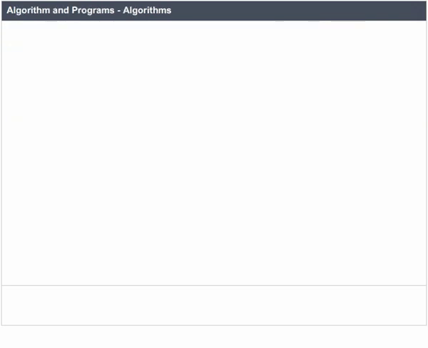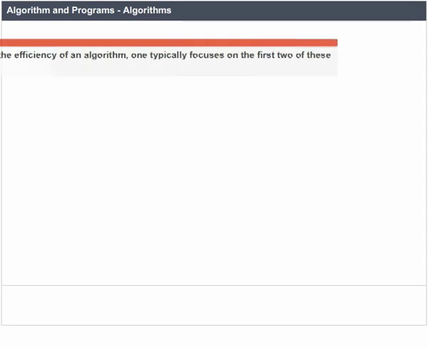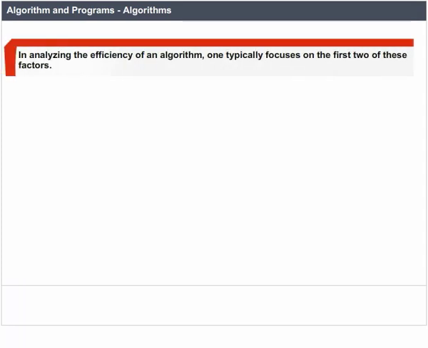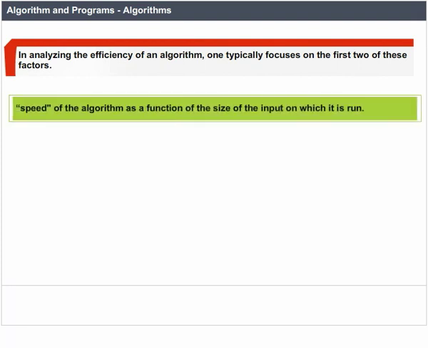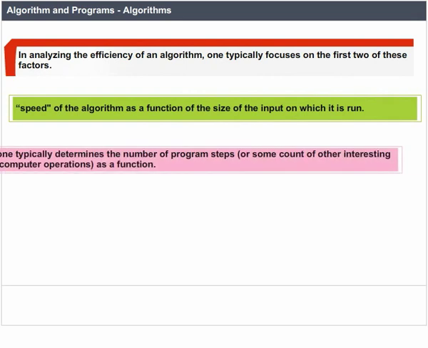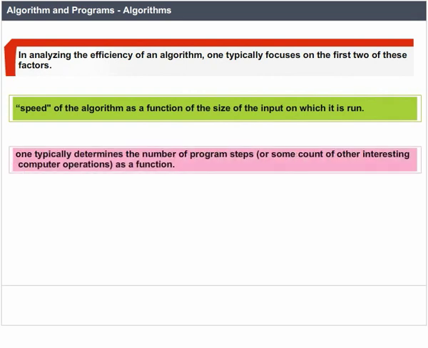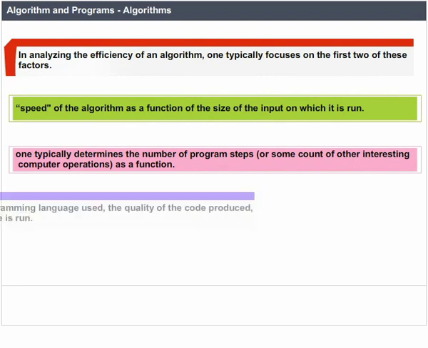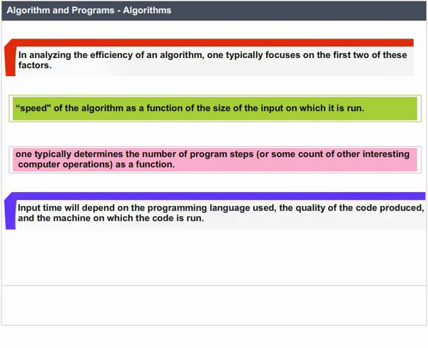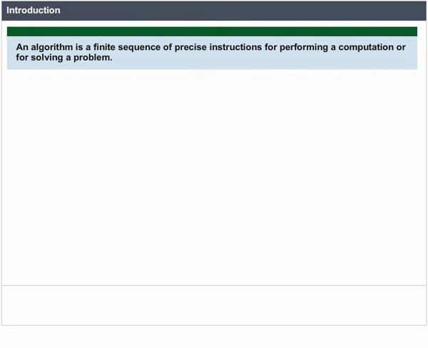Algorithms and programs. In analyzing the efficiency of an algorithm, one typically focuses on the first two of these factors: speed of the algorithm as a function of the size of the input on which it is run. One typically determines the number of program steps or some count of other interesting computer operations as a function of input size. Actual time will depend on the programming language used, the quality of the code produced, and the machine on which the code is run. An algorithm is a finite sequence of precise instructions for performing a computation or for solving a problem.